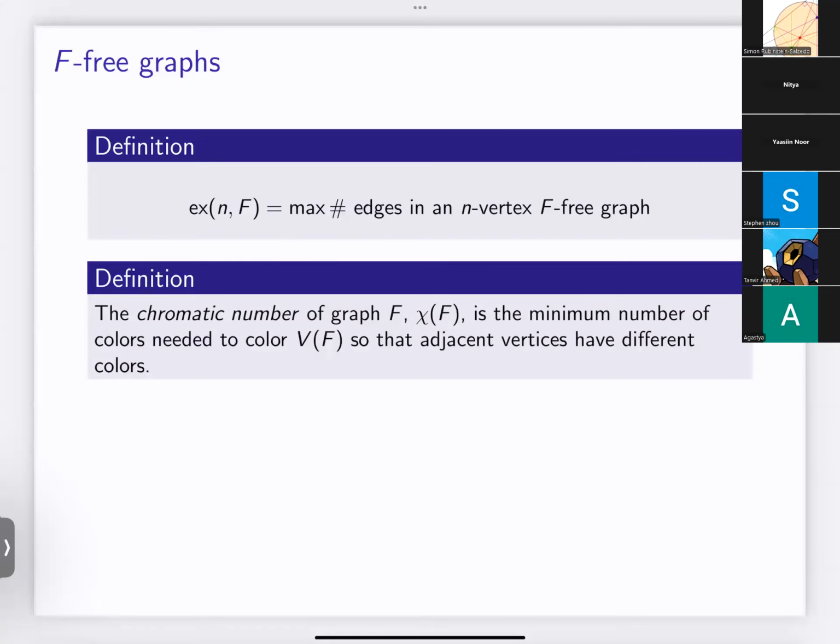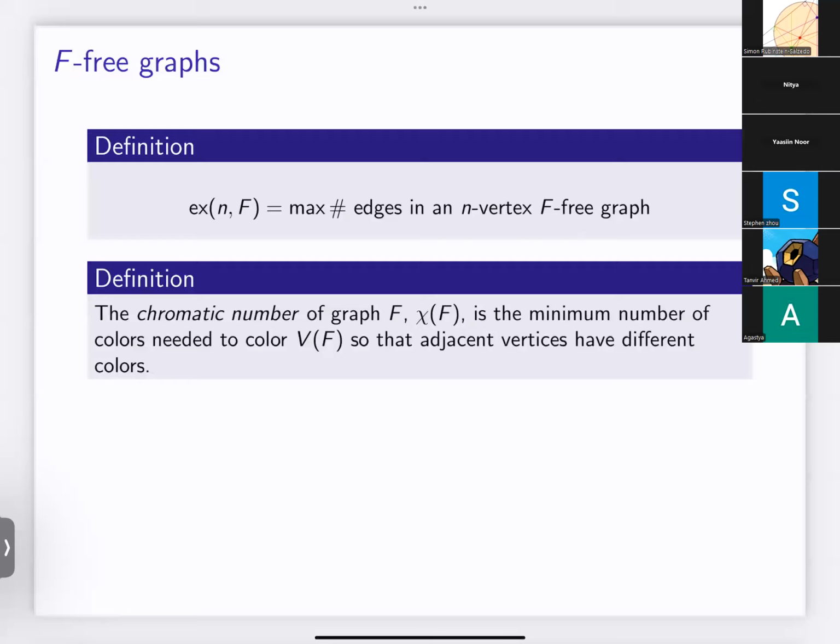So if I have a K_r-free graph, the number r played a key role because we wanted the extremal construction to be the complete balanced (r-1)-partite graph. And the number that's going to replace r, the role that r has for cliques, for general subgraphs that we forbid, is the chromatic number. And this is just measuring the partiteness of a graph F. What do I mean by that?